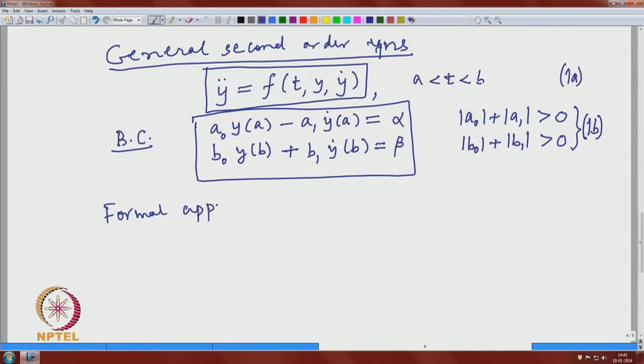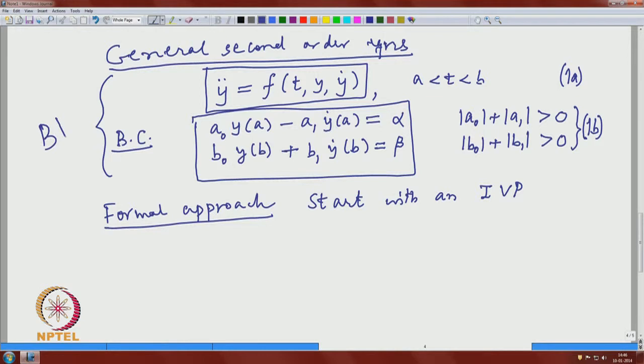We start with an initial value problem, an IVP. So, this is the BVP which we want to discuss, and we start with an initial value problem. What is the initial value problem? The equation is the same. Now I use a different unknown function: u double dot equal to f of t, u, u dot.